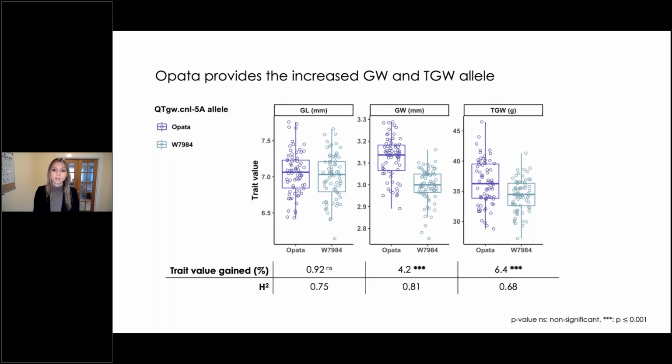And given the high heritability of these yield components and the significant increase in trait value in a double haploid across years and environments, we decided that this would be a good candidate for positional cloning in collaboration with the WheatCAP.